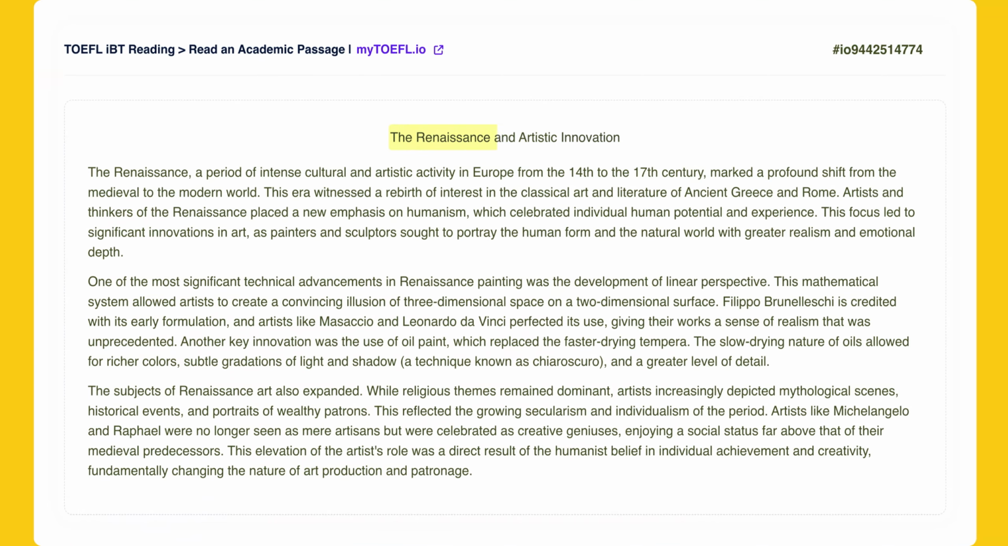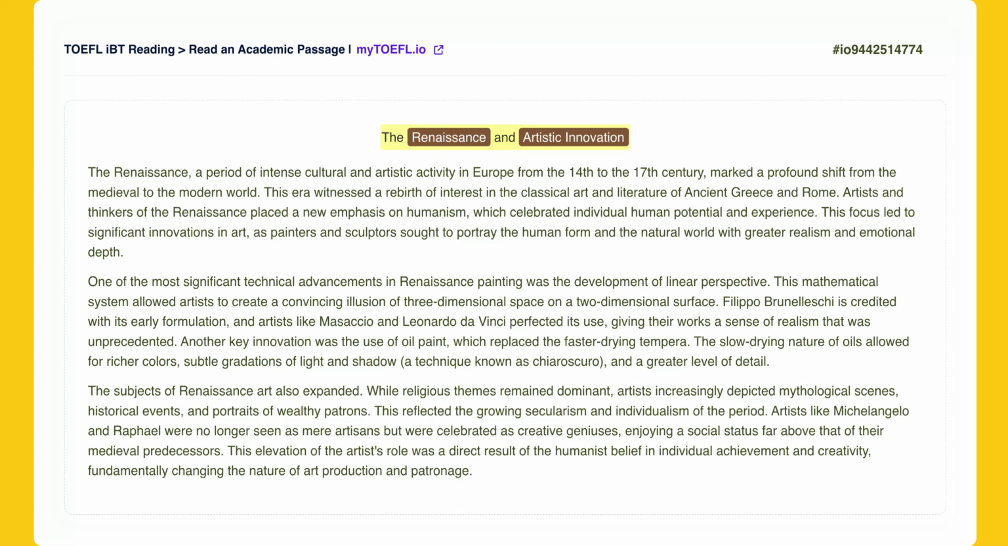The Renaissance and Artistic Innovation. This title tells us exactly what our academic journey is about. We are looking at a specific historical period and how it changed the world of art. The word Renaissance indicates the time frame, and artistic innovation tells us the main focus will be on new methods and creative breakthroughs. When you see innovation in a title, expect the passage to list specific inventions or techniques that changed the game.